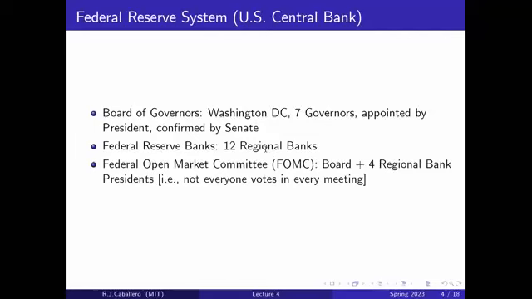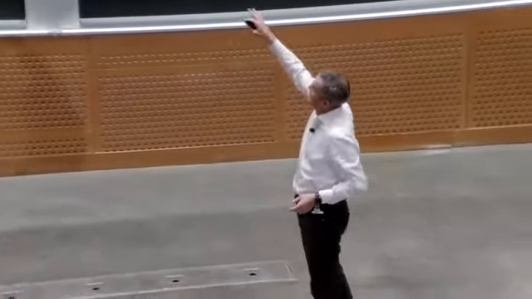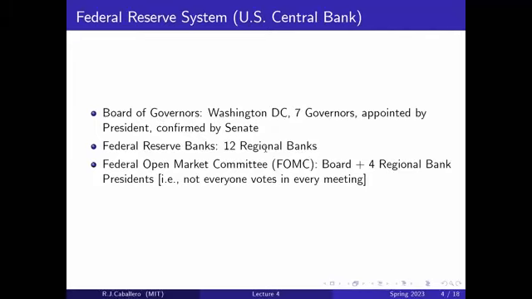Now, some institutional knowledge. In the US, the central bank is called the Federal Reserve System, and it's a system, really. It has the Board of Governors, which sits in Washington, D.C., and there are 7 governors. The governors are nominated by the president and then confirmed by the Senate. And the president of the Fed will be one of those members.